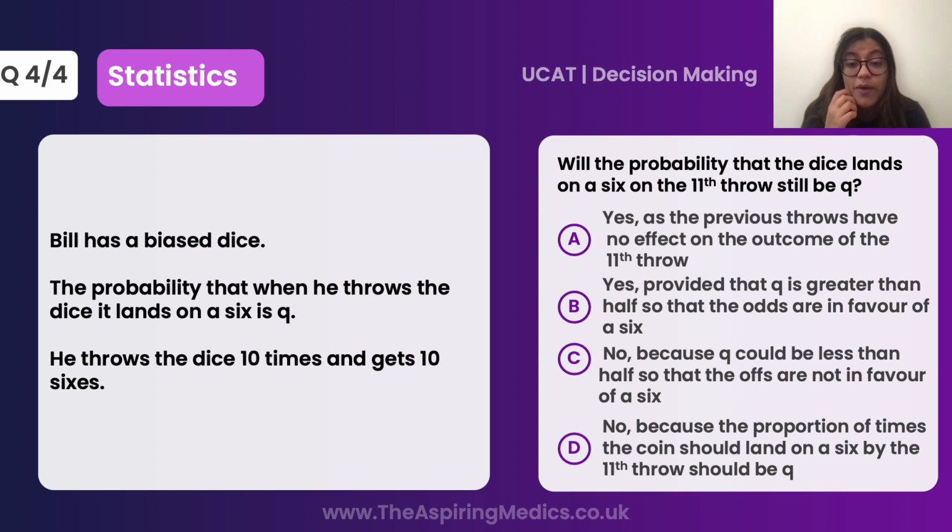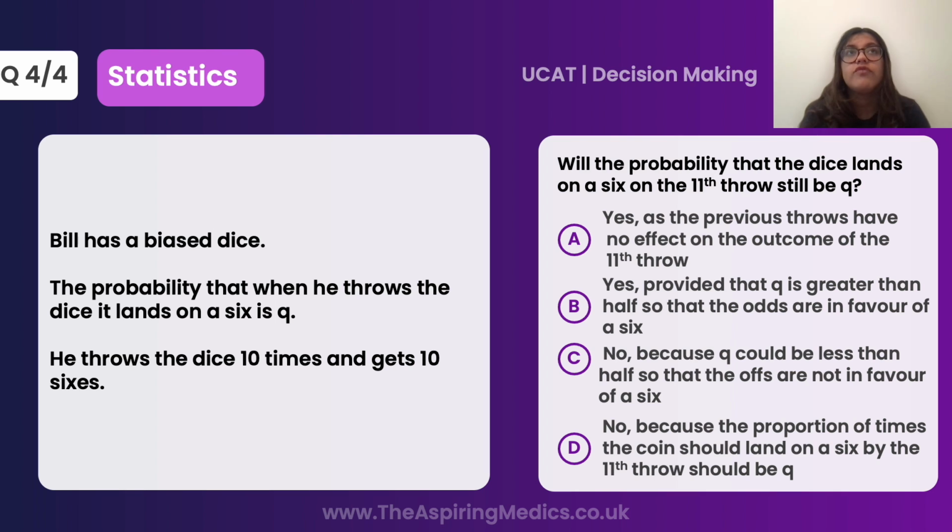Finally, our last question of the day. Bill has a biased dice. The probability that when he throws the dice, it lands on a 6 is Q. He throws the dice 10 times and gets 10 sixes. Will the probability that the dice lands on a 6 on the 11th throw still be Q?